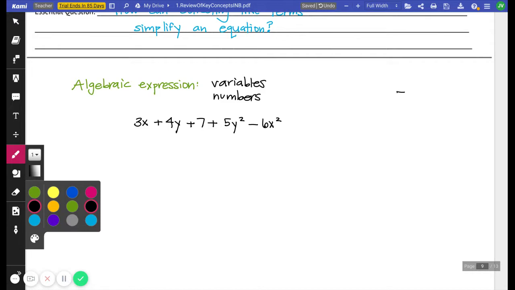If I just pick on this 5y to the second for a second, I'm going to just clarify a couple pieces of information here. 5 is called a coefficient. It is the number multiplying the variable. Y is the variable. 2 is called the exponent. So just a little bit of vocab for you, just to make sure we're all speaking the same language.